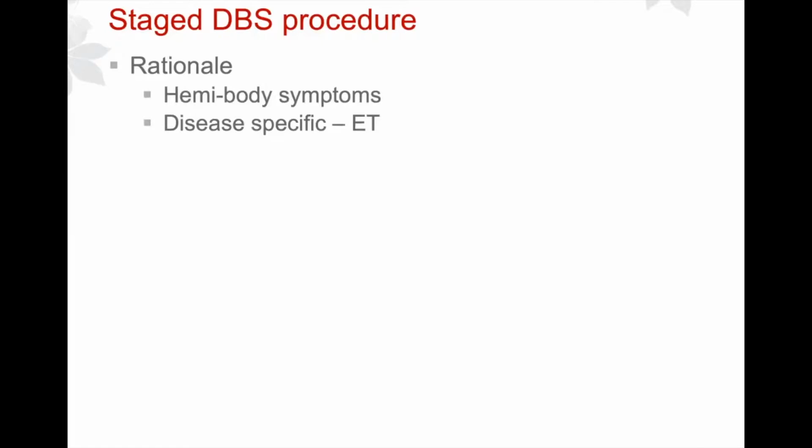So staged DBS procedure, folks ask, what's the rationale for doing a staged procedure? Sometimes patients present with hemibody symptoms, and so they have a lot of disease on one side, and the other side is relatively intact. So that may be an indication. Disease specific, for ET, the on-label use is unilateral VIM DBS. I know a lot of practices around the country even implant bilateral, either staged bilateral or even in the same setting, but the FDA approved indication is unilateral VIM.